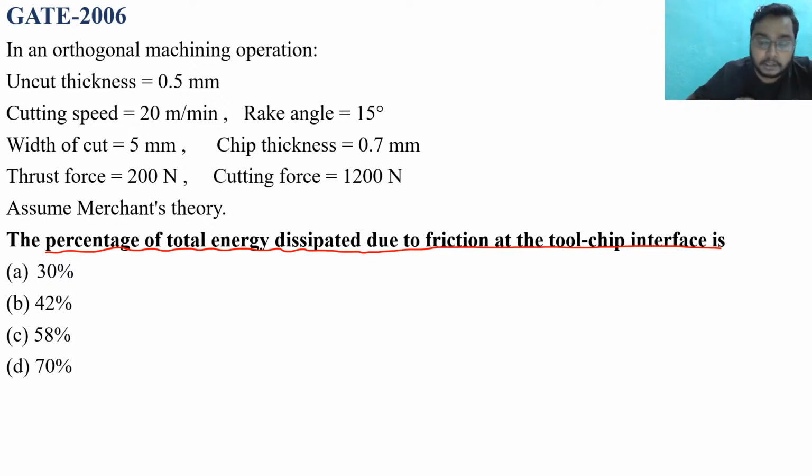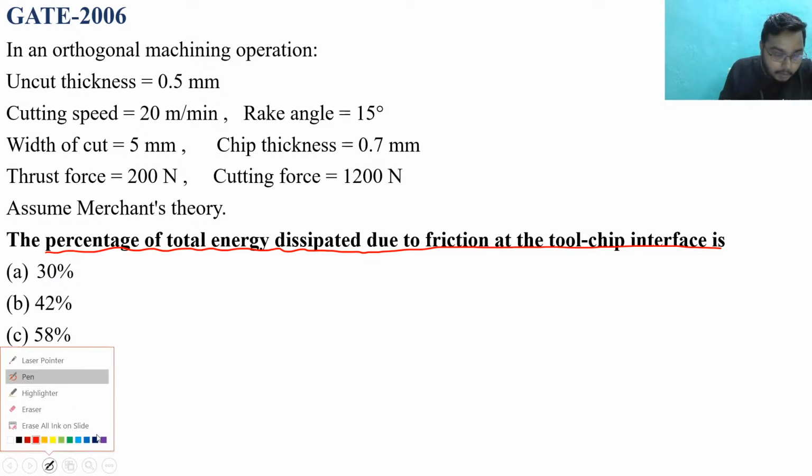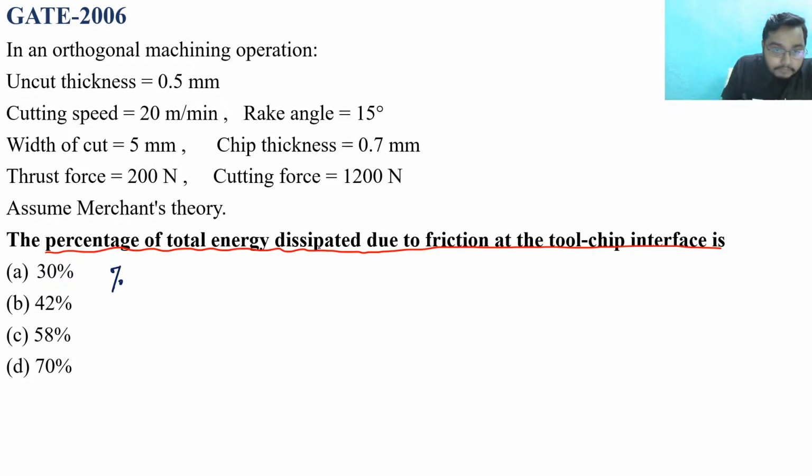Same question is there, and you have to find the percentage of total energy dissipated. Okay, just a small hint: percentage of total energy dissipated due to friction. So it is asking for the percentage of frictional power. How can you calculate the frictional power? That is nothing but F into chip velocity, divided by FC into cutting velocity, and multiplied by 100 you will get the answer.